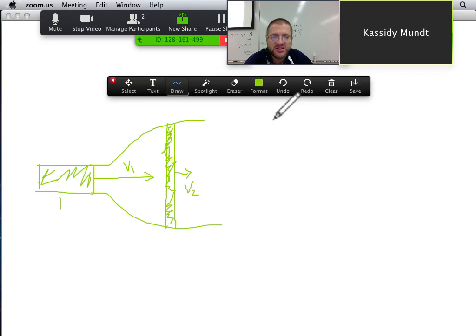And our equation looks like this. It looks like pressure 1 plus 1/2 times rho times V1 squared equals pressure 2 plus 1/2 rho, because it's the same density, the fluid's the same fluid each time, V2 squared, right?